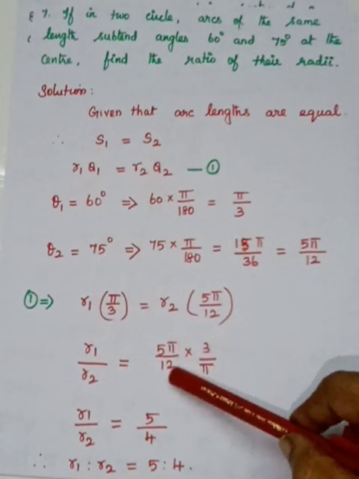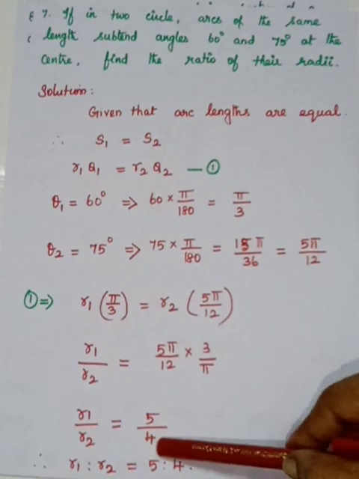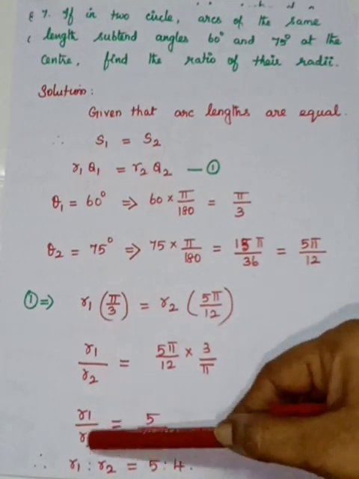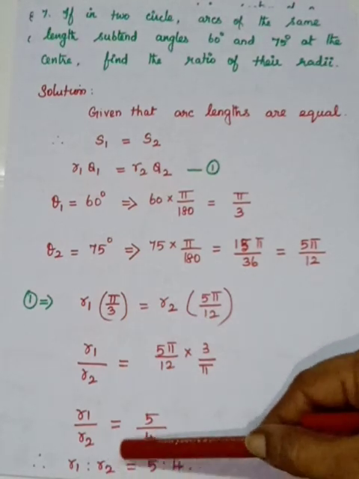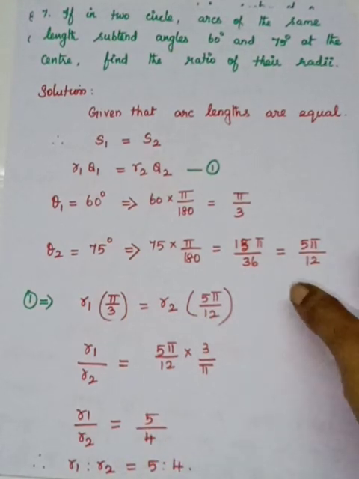So 3 and 12, when you cancel here, you will have 4. So R1 by R2 is equal to 5 by 4. So the ratio is nothing but 5:4.